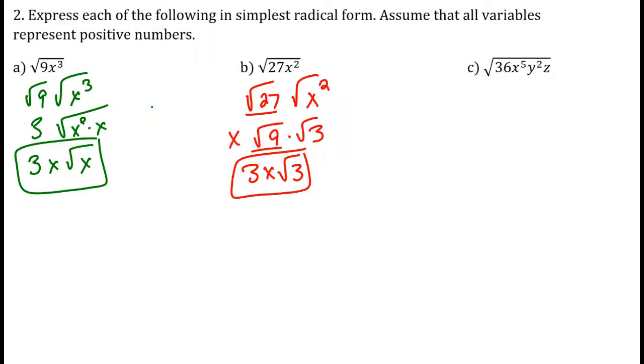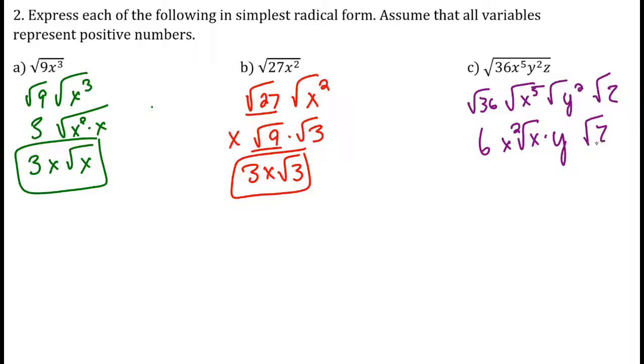C, the square root of 36x to the fifth y squared z. Well, we know that the square root of 36 is 6. The square root of x to the fifth is x squared times x squared times x. So I can take out x squared and be left with the square root of x. What's the square root of y squared? That gives me y. The square root of z, I can't simplify at all. So I have 6x squared y times the square root of xz. I asked how many groups of 2 could I take out from x to the fifth? I can take out 2 groups of 2, so that's why I have x squared.